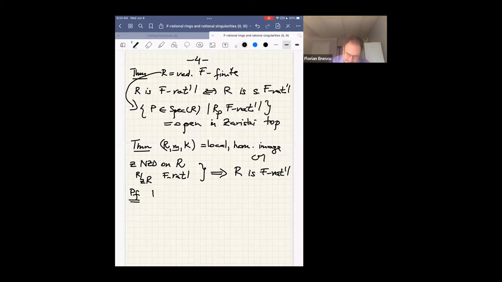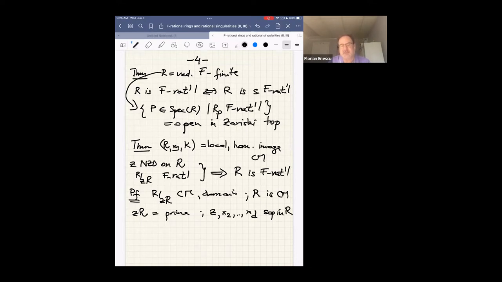Okay, so let's take a look at how the proof goes here. So the quotient R mod zR is F-rational, therefore it's Cohen-Macaulay and a domain, okay? And also we get from Cohen-Macaulay theory that R itself is Cohen-Macaulay because it's Cohen-Macaulay modulo a non-zero divisor, okay? So remember, because R mod zR is a domain, that means that the principal ideal zR is prime, okay? So now z is an element of R. R is Cohen-Macaulay. So let's just complete z to a full system of parameters in R. Okay. So I want to show that the ideal that is generated by these elements is tightly closed.